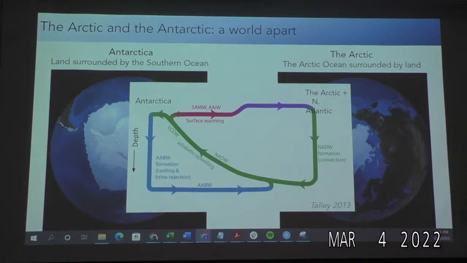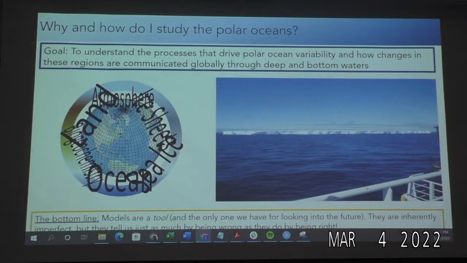And so, go ahead and step forward. For me, I study the polar oceans because I want to understand the processes that drive polar ocean variability, and also to understand how changes in these regions are then communicated globally through these deep and bottom waters that sit in the lowest parts of the ocean. Uh-oh, that got crazy. I don't know what's happening here. That's not supposed to look like that, but anyway.